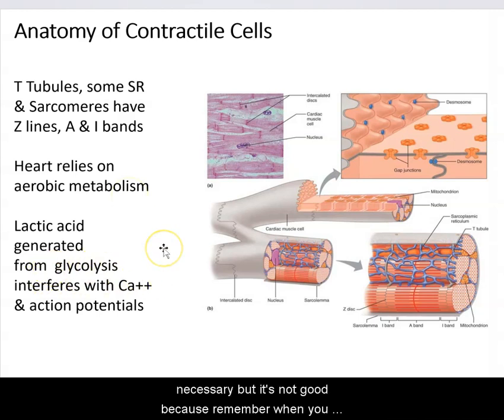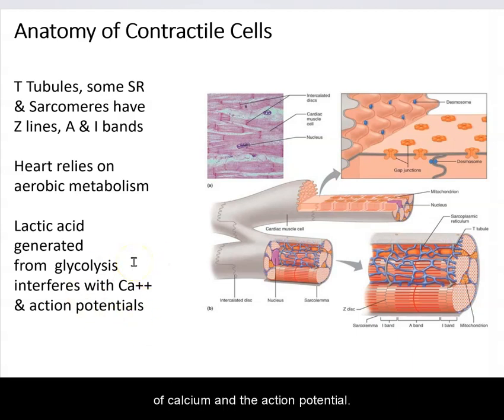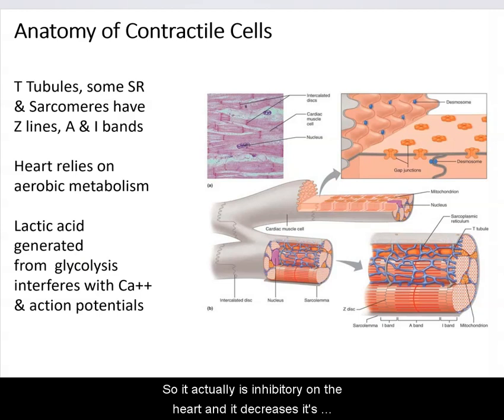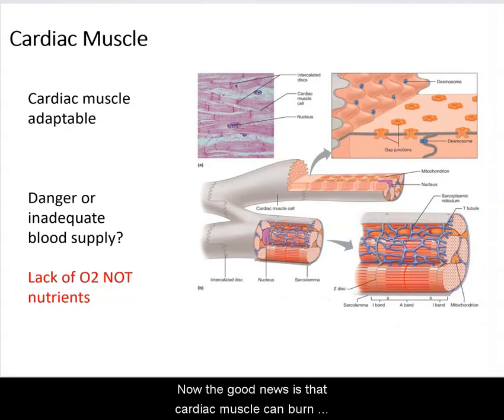It can work anaerobically for short periods of time when necessary, but it's not good because remember, when you work anaerobically, you generate lactic acid or lactate, and when you get that acid, those hydrogen ions actually interfere with the movement of calcium and the action potential. So it actually is inhibitory on the heart, and it decreases its ability to form an action potential and actually contract. And so this results in portions of the heart not contracting normally, and that's called an MI, or a myocardial infarction.